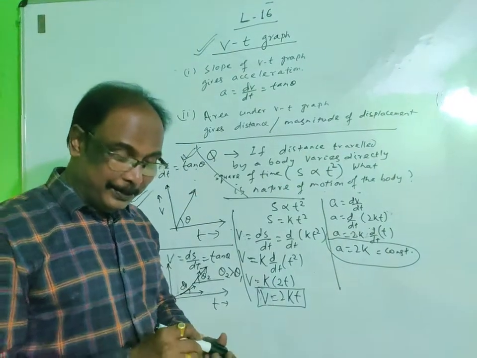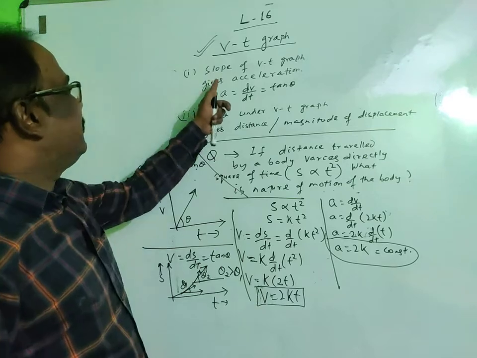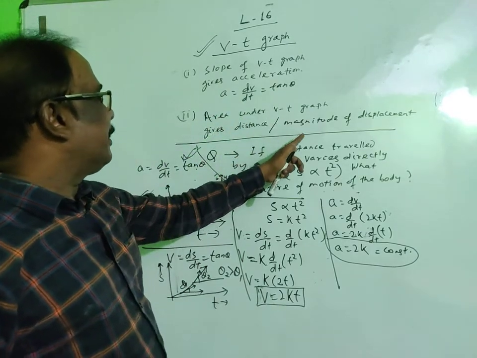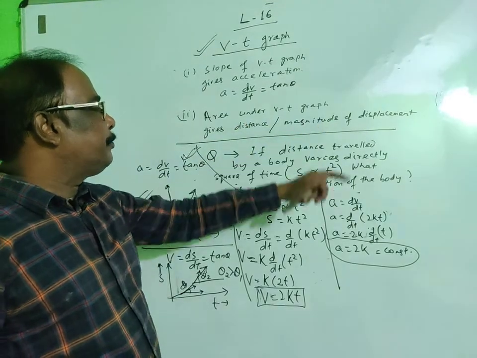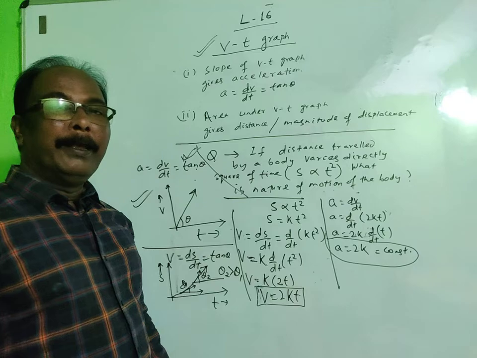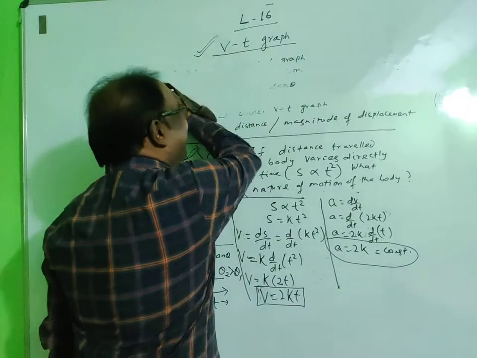Just wait, I'm erasing all this. Slope of the VT graph gives acceleration. Area under the VT graph gives distance or magnitude of displacement, because the condition is that the body is moving in a straight line. Okay? Fine.